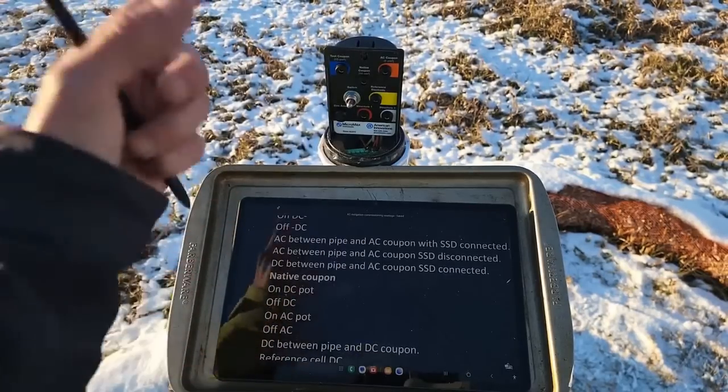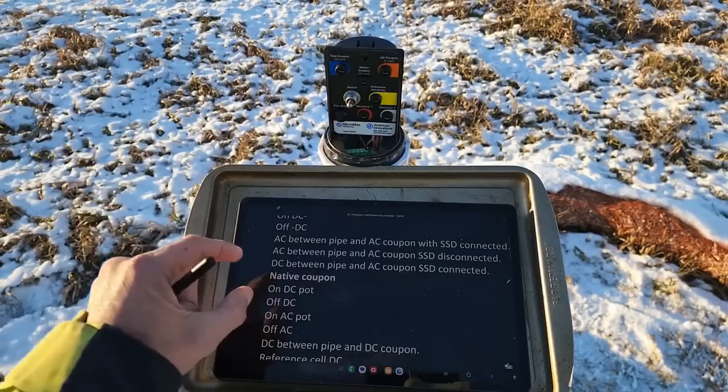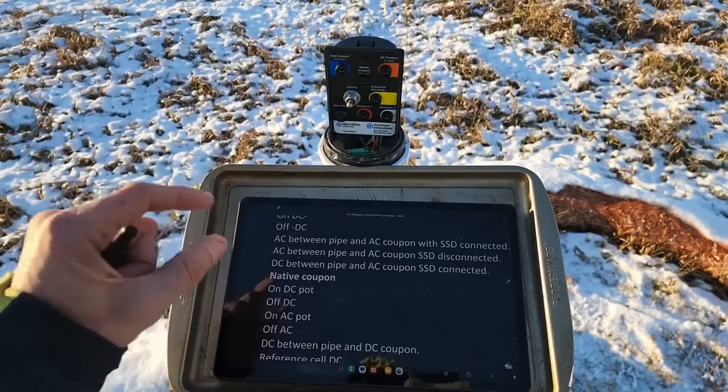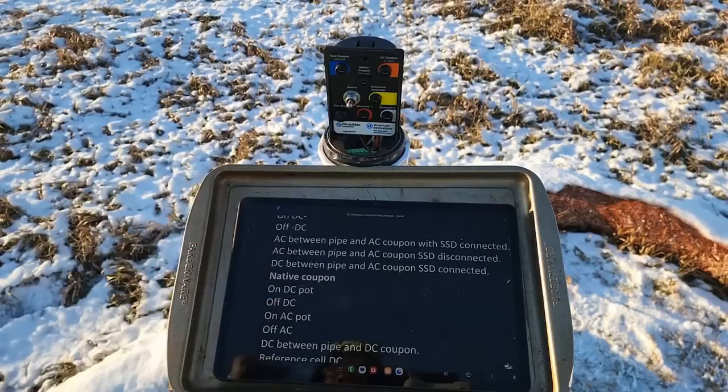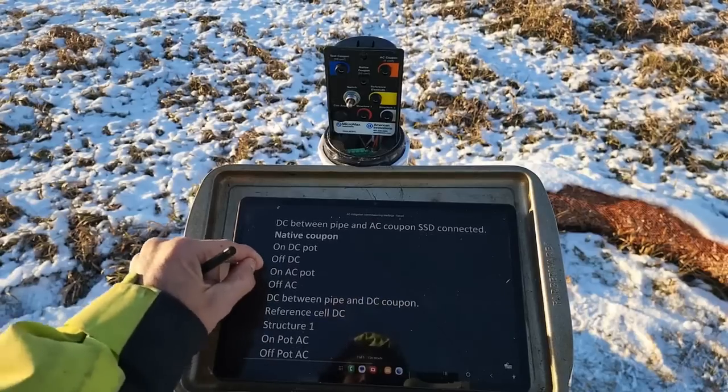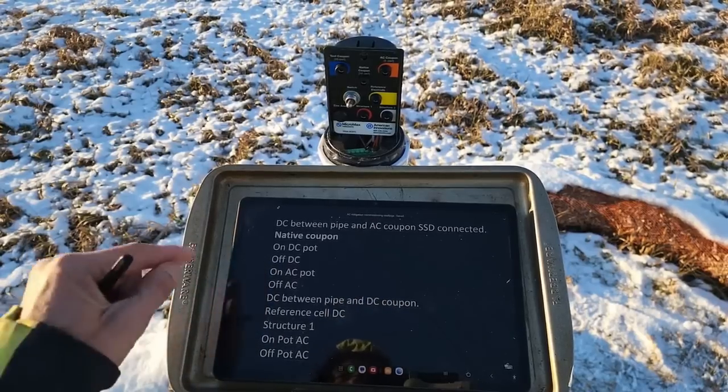In the natural coupon, measure the on potential at 600, the off potential at 600, then measure the on and off potential in AC. On and off refer to active interruptions in cathodic protection rectifiers. If you are not interrupting, measure only the on potential.